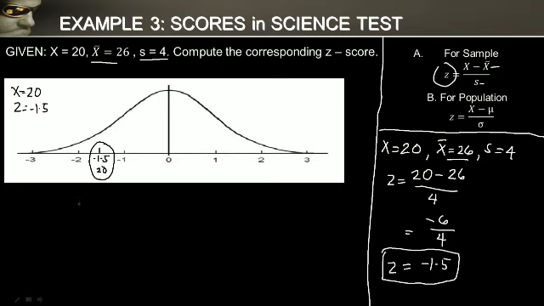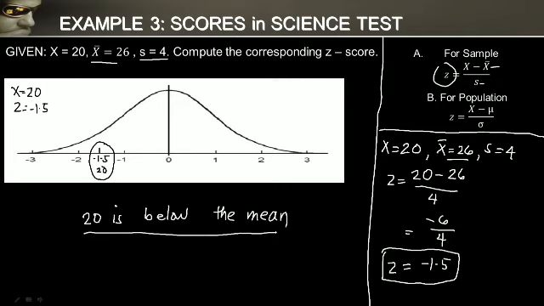Okay? So this is our interpretation, or the visual of it through the normal curve. Now, therefore, 20 is below the mean because your z-score is negative, and at the same time it is positioned on the left side. It is below the mean. I hope you understood our three examples for this video.